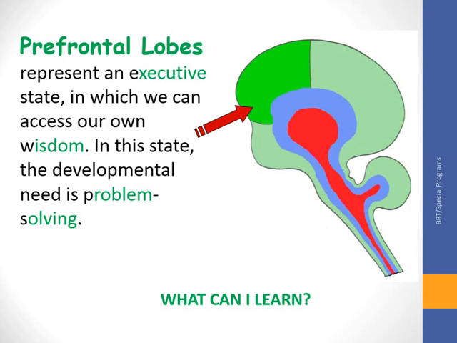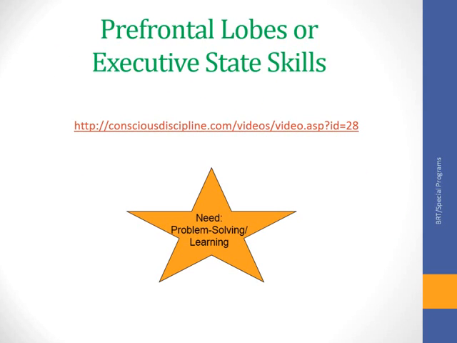In this state, the developmental need is problem solving. We're asking the question, what can I learn? In this state, we are empowered to change and make wise choices. We refer to this state as being in the green. Brain research differs a little on the specific skills or behaviors exhibited in this state, but in general, we have both thinking and behavioral emotional skills that we can draw upon. Watch the next video to learn more.